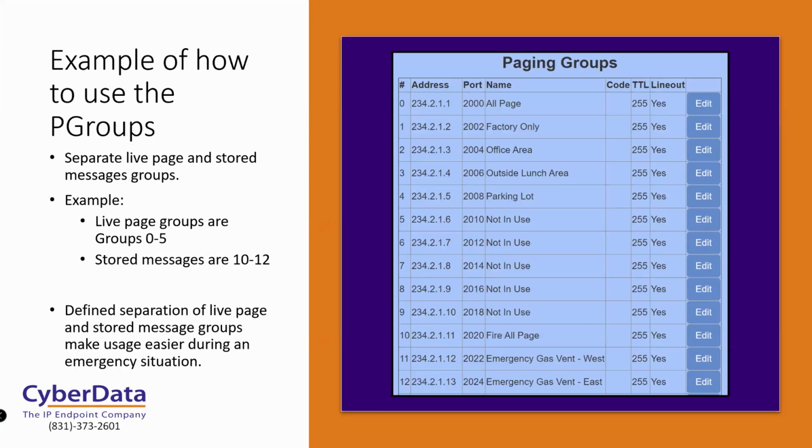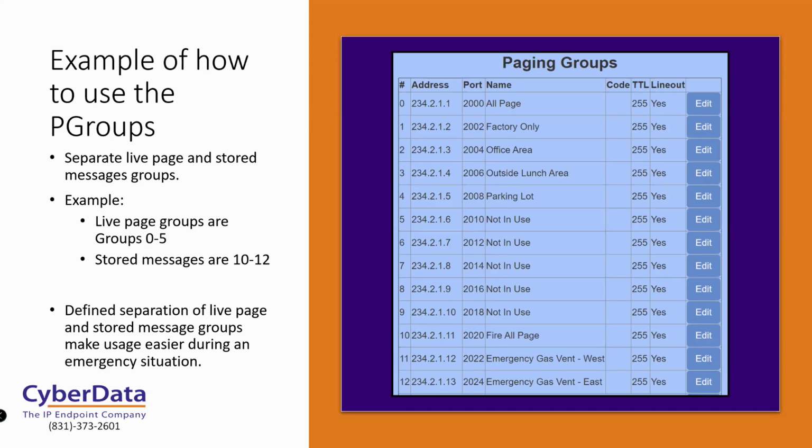For an example of how to use all the page groups, because you've got these 100 different page groups, I created a nice little demonstration here. We can see in our first 5 groups, we've got the all page group, factory only, office area, outside lunch area, and the parking lot in groups 00 through 04. As you can tell in the leftmost column, they're only shown with a single digit, although the paging server requires 2 digits to be entered. So for those first 10 groups, 0 through 9, you would have to dial 00, 01, etc.